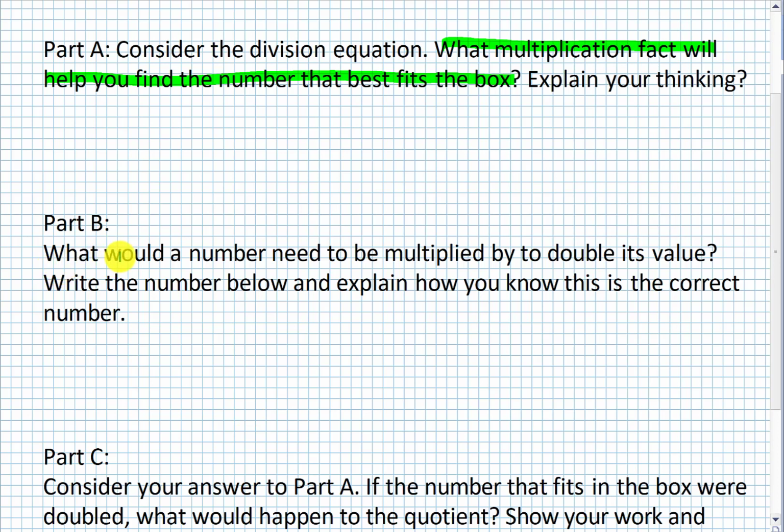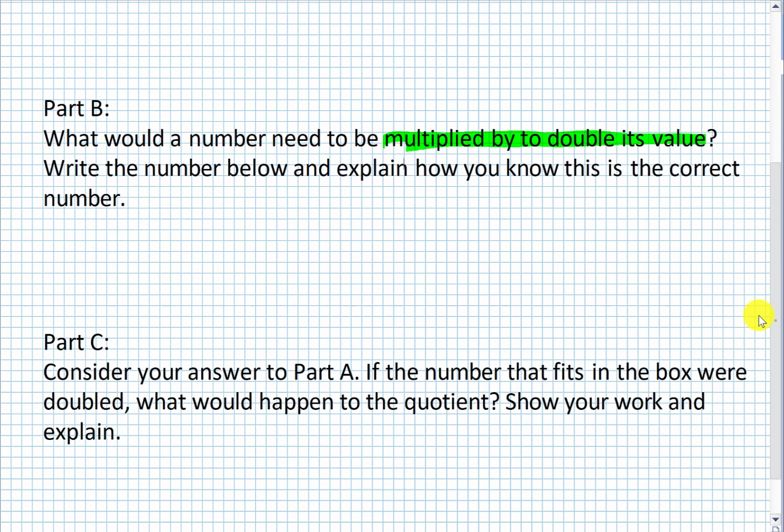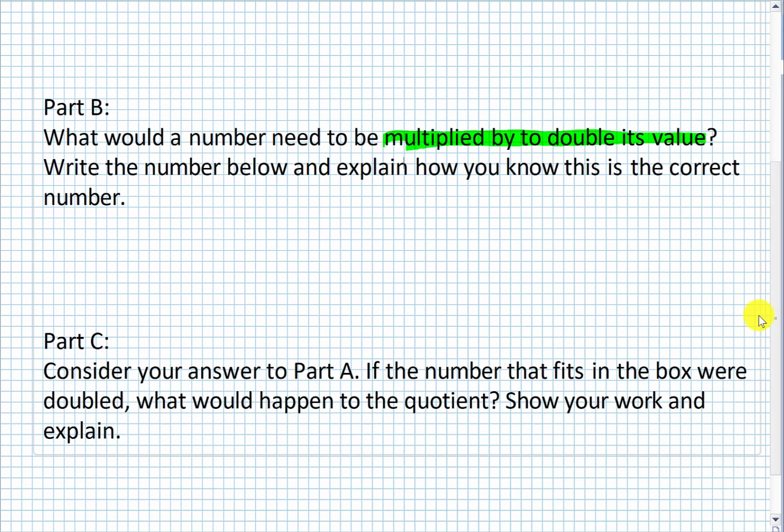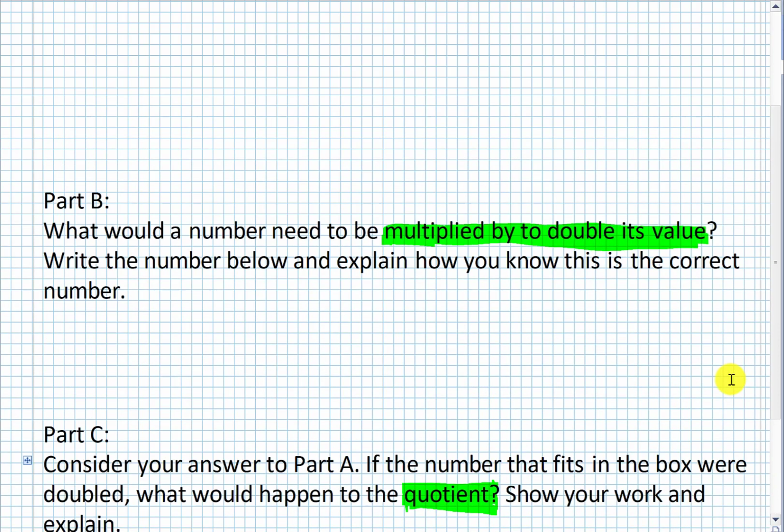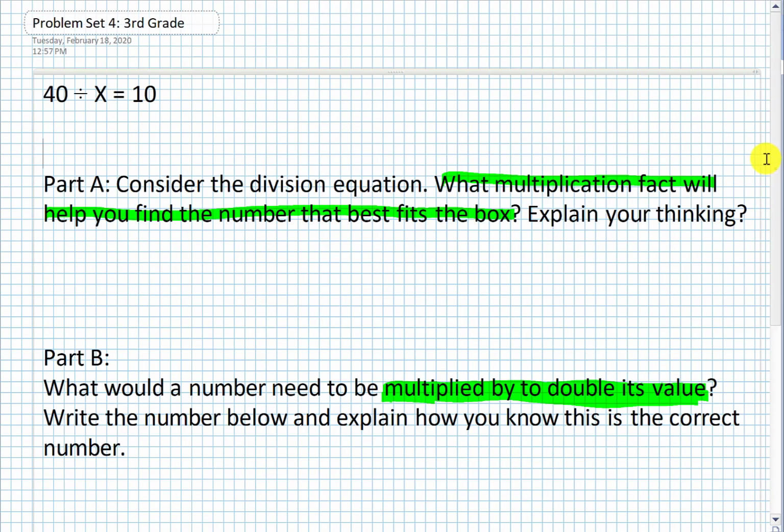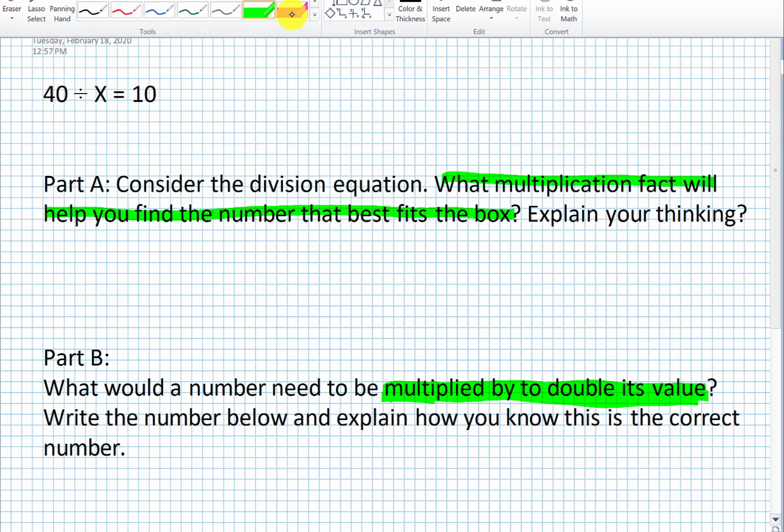But we're being asked, what would a number need to be multiplied by to double its value? And part C is asking us to use that mystery number, that number that when we multiply it by other numbers doubles its value, to answer this question here. And then we have a vocabulary term, quotient. Quotient, again, is the answer to a division problem. Okay, so let's scroll back up to the top and answer part A. Let me switch over to a pencil.